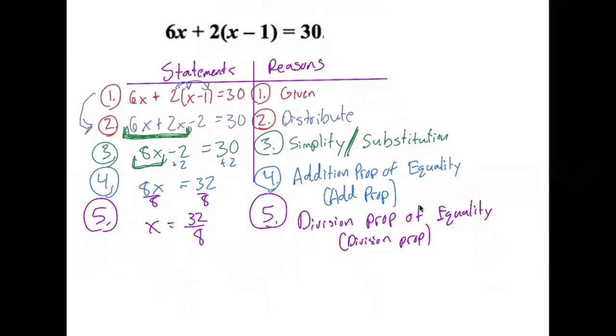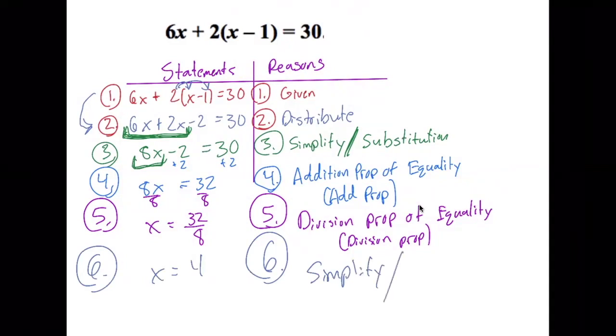And lastly, step 6. Ah, step 7. Oh, I think I messed up somewhere. Oh, no, it's okay. Step 6 is now x equals 4. This here would just be simplify, or we can call it substitution. Okay.